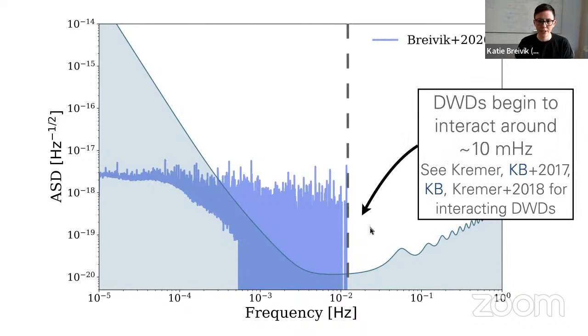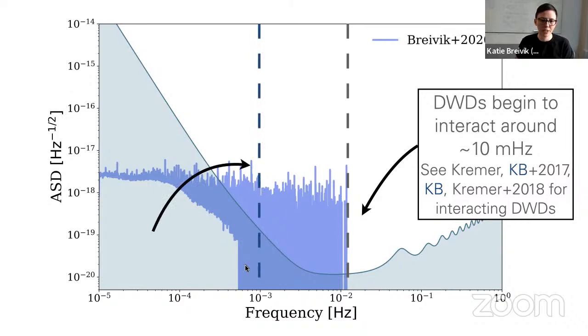One thing that I want to point out here is that at 10 millihertz, double white dwarfs actually start to interact because one of the lower mass white dwarfs will fill its Roche lobe. We tend to pull these systems out and treat them separately because Cosmic doesn't treat them in as high a resolution as you probably should.